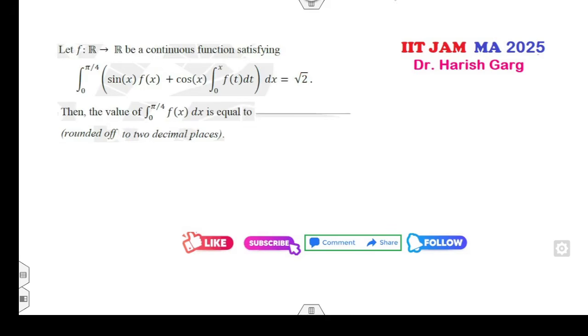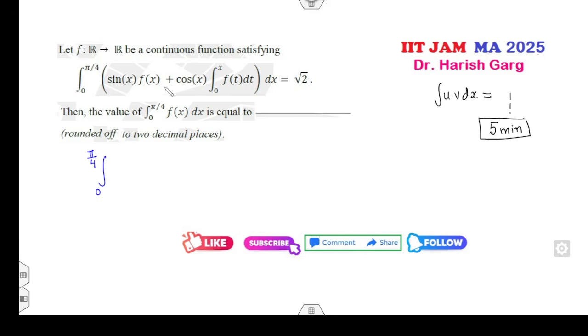Look at the next one. Your target is to find the value from 0 to pi by 4 of f x. If you think you should open it and solve it by integration by parts, u into v, that will take around 5 minutes. Fine, that is not possible.